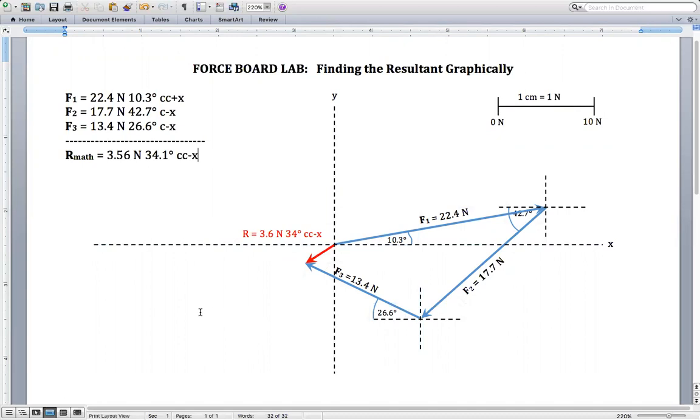I expect when you do this on paper with a ruler and a protractor, you're probably going to have more error. And so both of these values get put into the spreadsheet. Notice that the graphical doesn't have as many significant figures as the mathematical, because these were just measured. I can't get 0.1 degrees on my protractor.